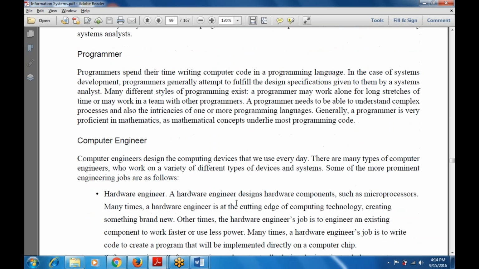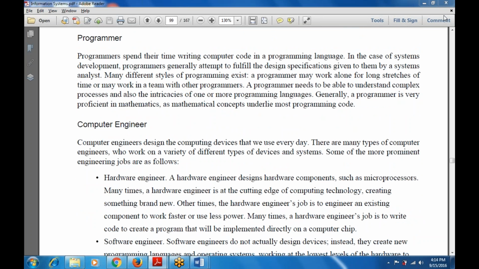Now let's start the session again. Our today's topic is a computer engineer. Who is a computer engineer? This computer engineer designs the computing devices that we use every day. Designs means building the computing devices that we use in day-to-day life.